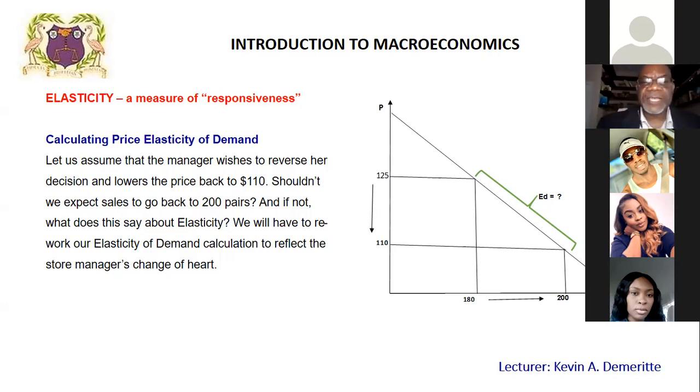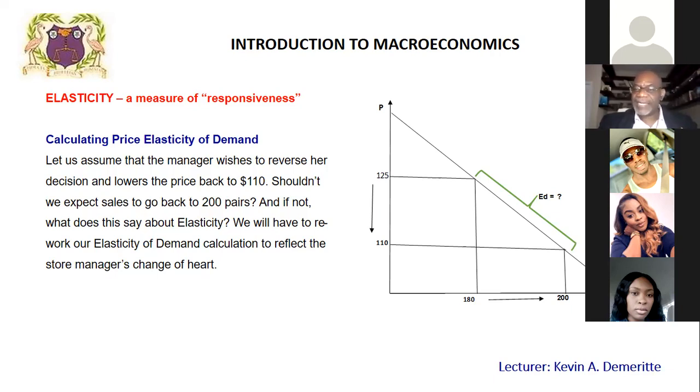Right? So if we assume that the manager wishes to reverse her decision and lowers the price back to $110, shouldn't we expect sales to go back to 200 pairs? And if that doesn't happen, then what does it mean by elasticity? What we should do as an exercise, because we think it should be the same, because we went from 110 to 125, we're going back from 125 to 110. We went from 200 to 180 pairs of shoes. We're going back from 180 to 200 pairs of shoes. We're going back to our original position.